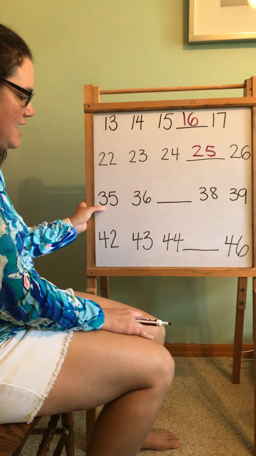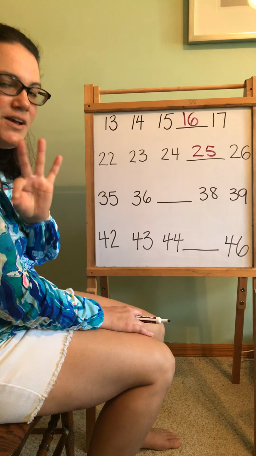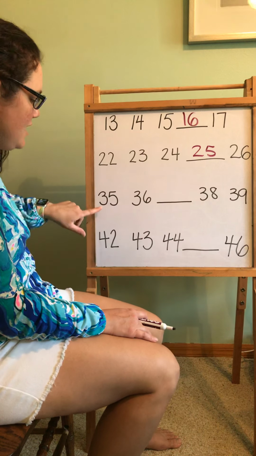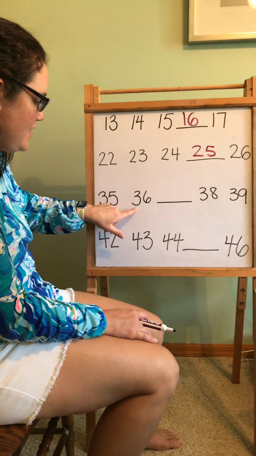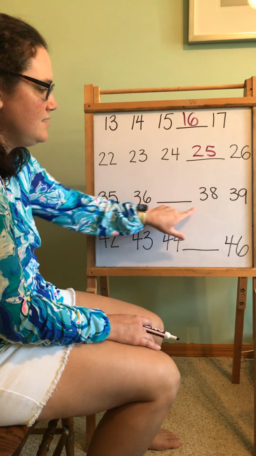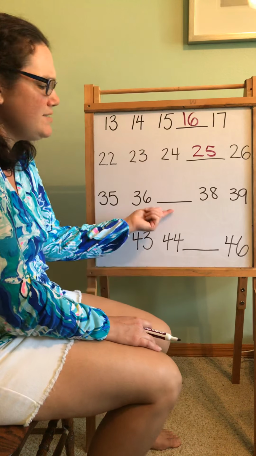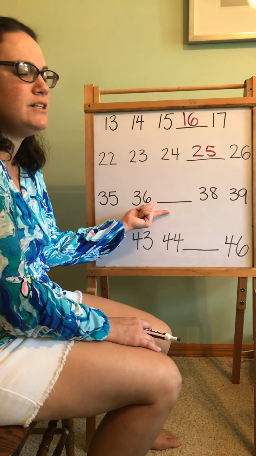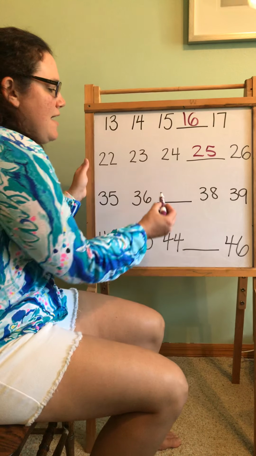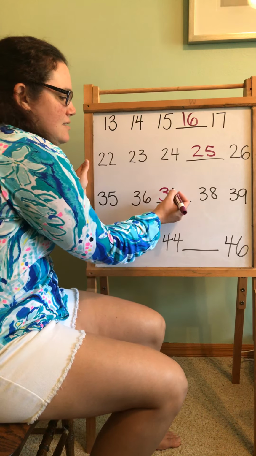Numbers in the 30s start with a 3. So I know it's 30 something. 35, 36, 37, 38, 39. What does 37 look like? 37 is a 3 and a 7.